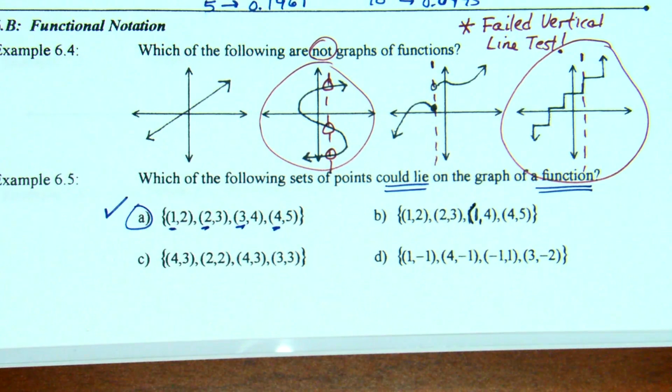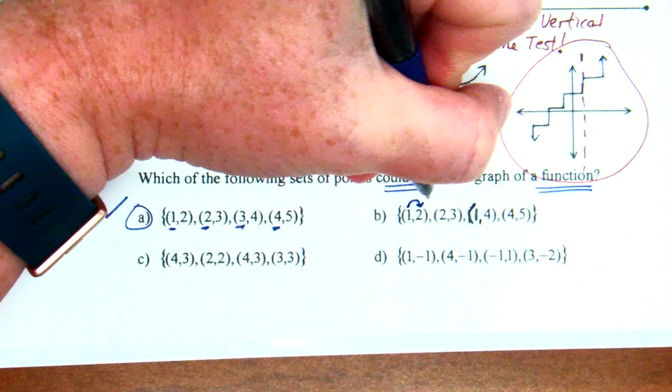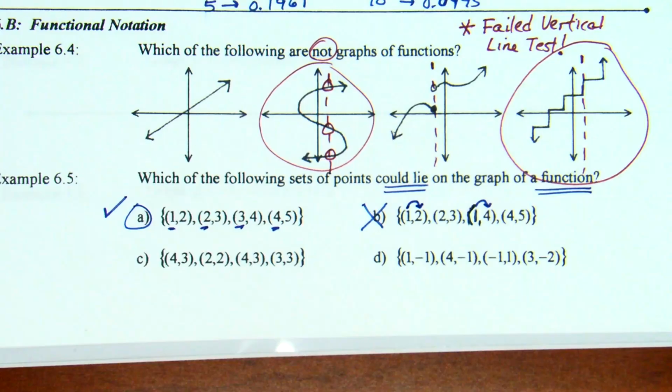is this a function? No? Why not? Because 1 as an x value is paired with both 2 and 4 as y values. So you would have a point at 1, 2 and 1, 4. Those are on the same vertical line. Fails the vertical line test. Okay?